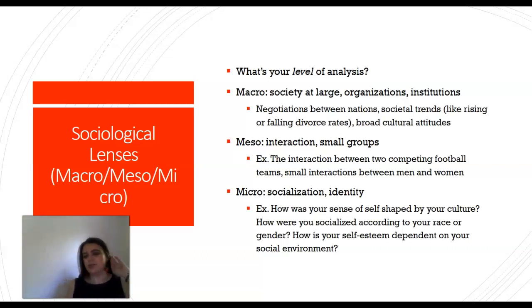Okay. So we might ask questions at the micro level like, how was your sense of self shaped by your culture? Or how were you socialized according to your race or gender? Or how is your self-esteem dependent on your social environment? So here again, we're thinking very small, almost thinking about the individual, right? But the individual in context of a broader society. And again, we're going to come back to this a lot. By the end of the course, you guys will have this nailed down a whole lot.